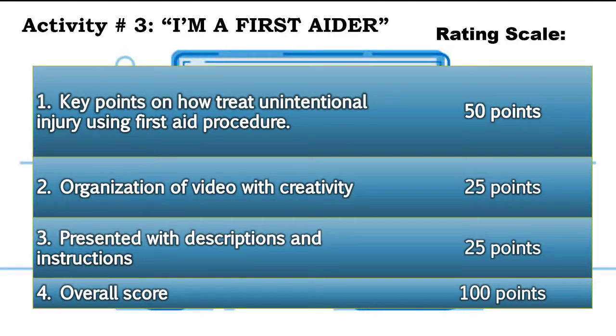Number 1. How to treat an unintentional injury using first aid procedure, 50 points. Number 2. Organization of video with creativity, 25 points. Number 3. Presented with descriptions and instructions, 25 points. Number 4. Overall score, 100 points.